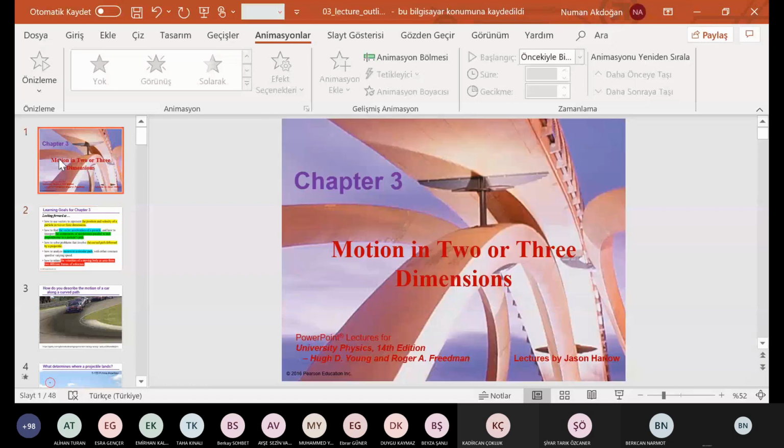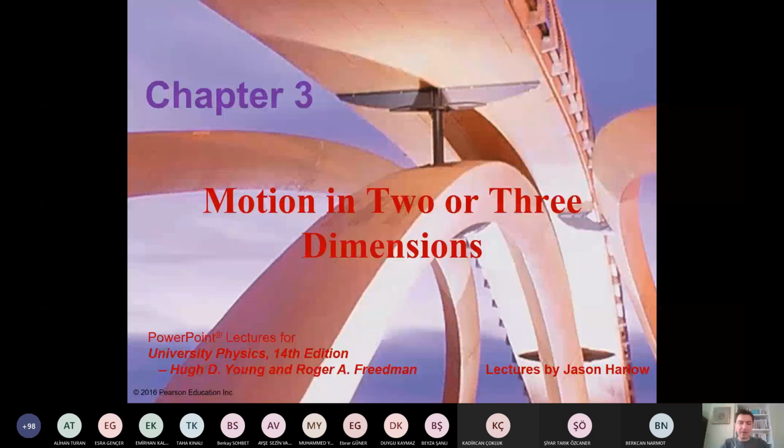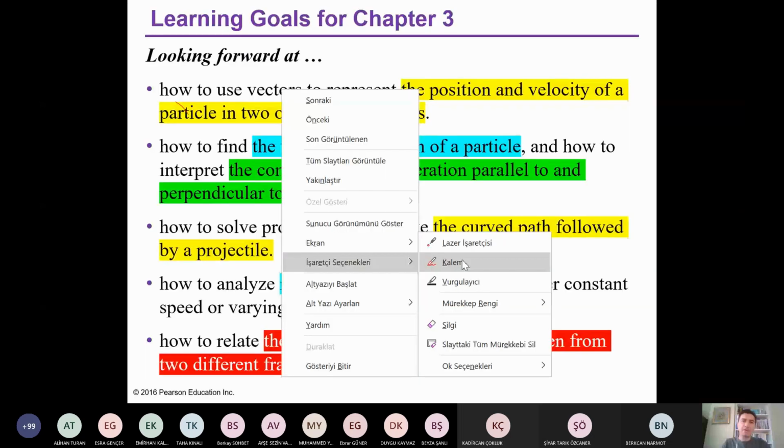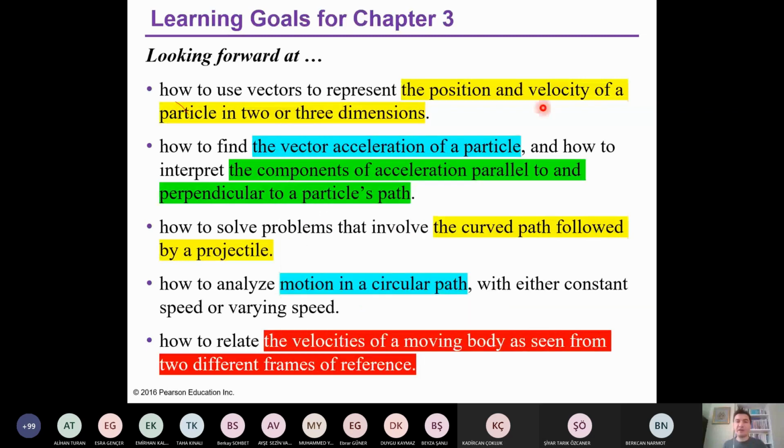During the last lecture, we have seen motion along a straight line, and now we will extend our discussion to 3 dimensions. We will use vectors to represent the position and velocity of a particle in 2 or 3 dimensions. We will also investigate the vector acceleration of a particle. We have learned that acceleration is a vector and it has vector components, okay? Components of acceleration parallel to and perpendicular to a particle's path. Today we will see all these things.